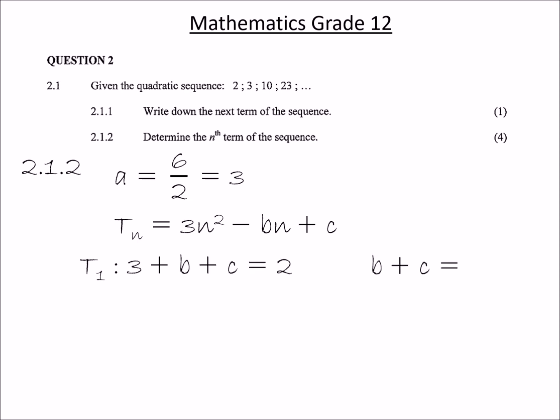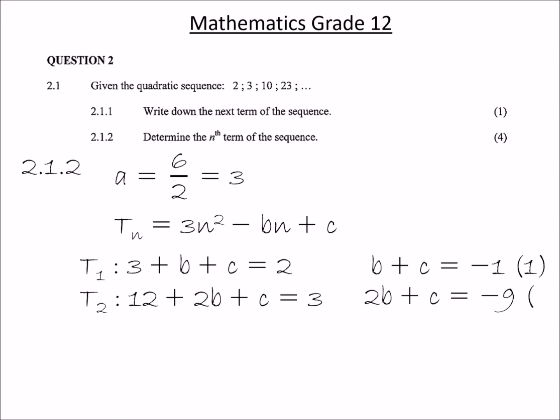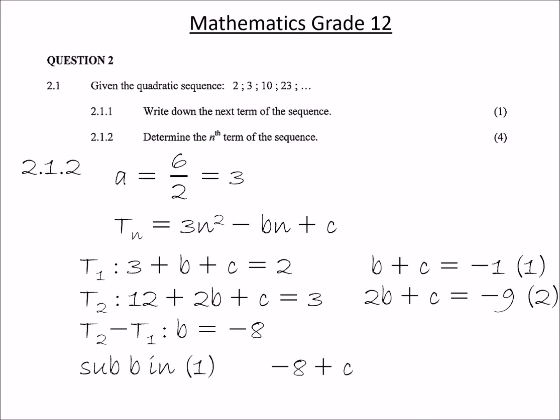Simplify it to get our first equation. If n is equal to 2, we get 12 plus 2b plus c is equal to 3. Simplify it to get our second equation. We subtract t2 by t1 to get b. Then we sub b in the first equation and solve for c, and get 7.